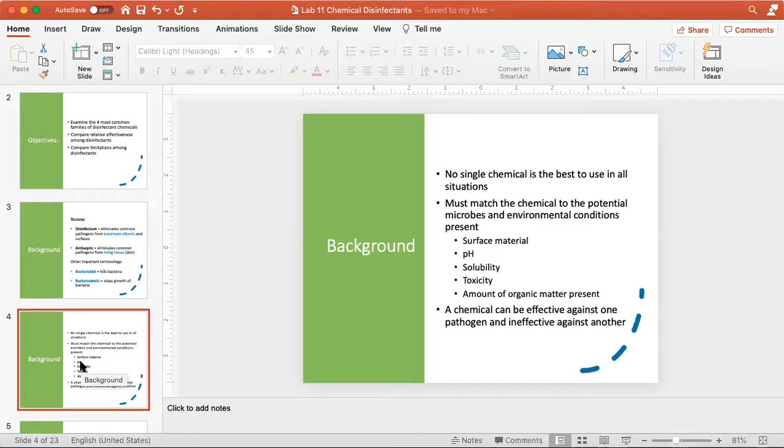You have to know the chemicals because you have to be able to match the chemical to both the microbes you expect might be lurking in your environment and the conditions in that environment. The material that, whatever it is you're trying to disinfect, is made out of matters. The pH of that environment or that material, how soluble the disinfectant is. Does it dissolve into whatever it is you're trying to disinfect, or does it crystallize out? Solubility matters. The toxicity of the chemical matters, right?